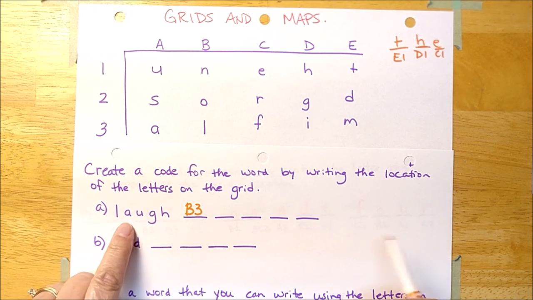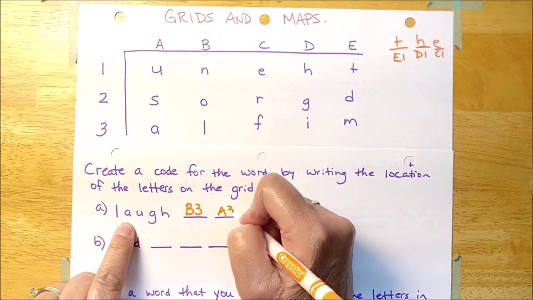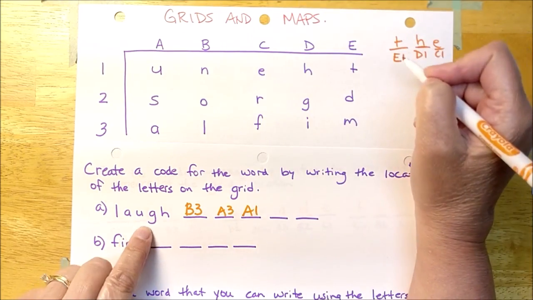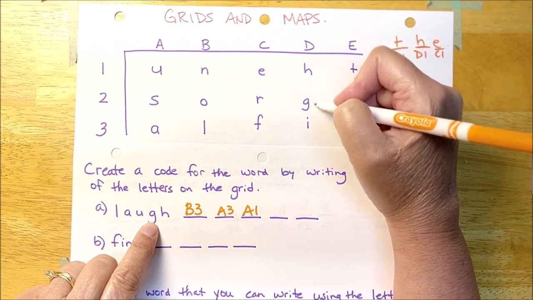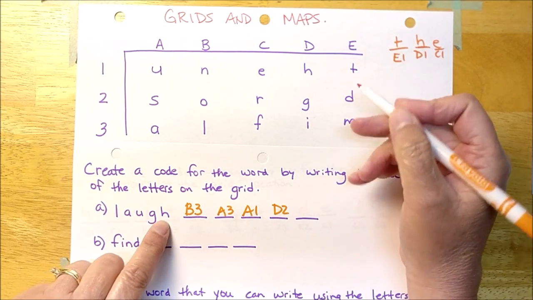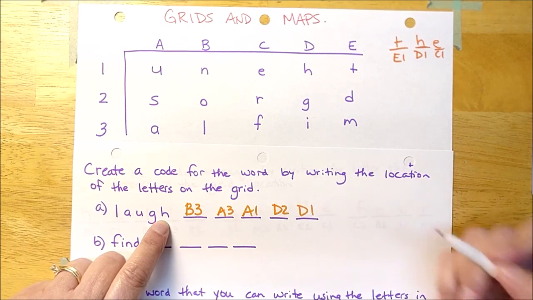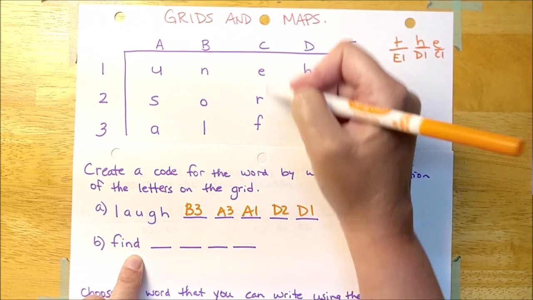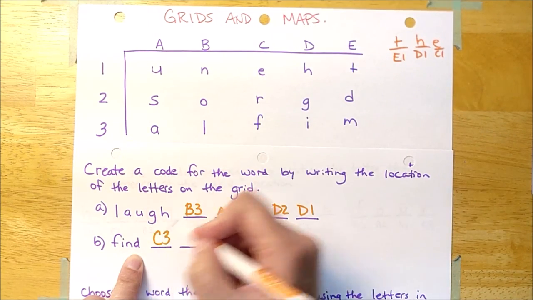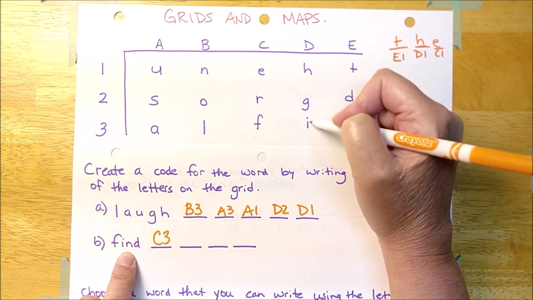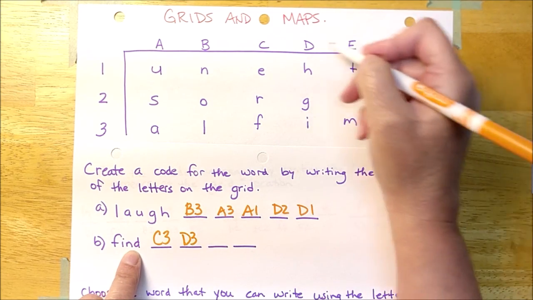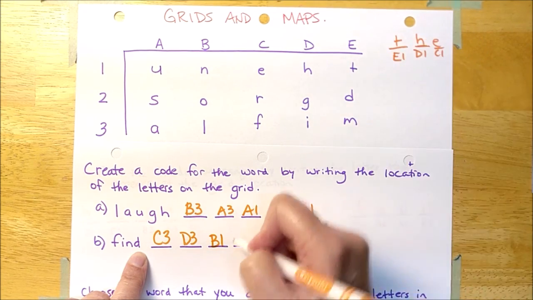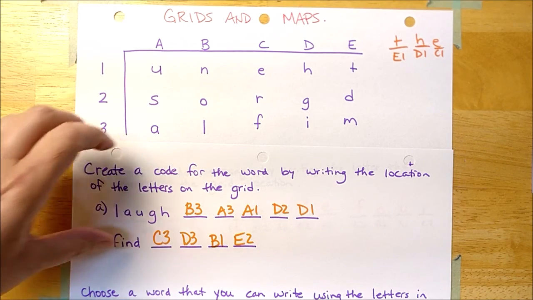Okay, so the A is A3, the U is A1, always do that one across the top first. G is in D2, and H is in D1. Hope that's what you came up with. Find, the F is here, so it's C3. The I is here, and it's D3. And N is in B1, and D is in E2. So I hope you got those right.